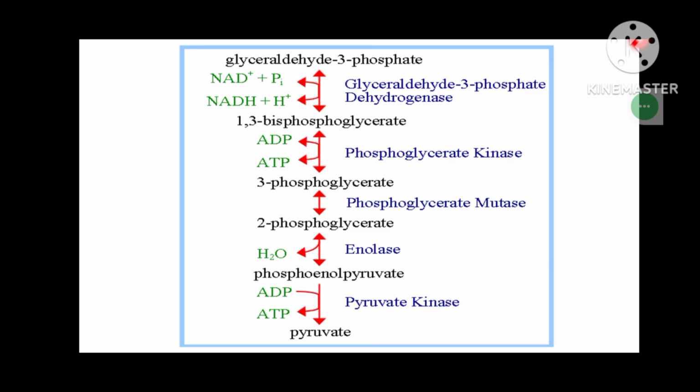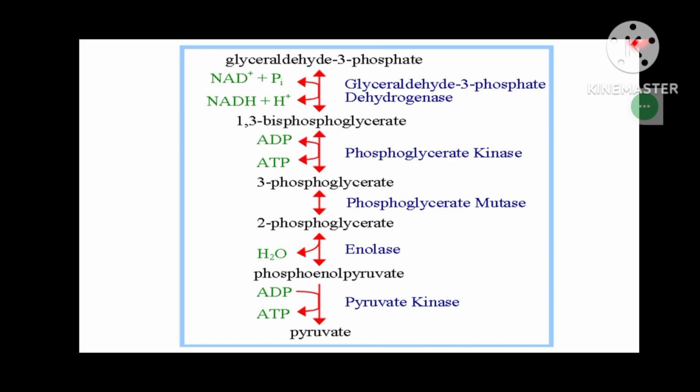1,3-bisphosphoglycerate is converted into 3-phosphoglycerate by the action of the enzyme phosphoglycerate kinase. In this process, ADP is converted into ATP. Then 3-phosphoglycerate is converted into 2-phosphoglycerate by the action of the enzyme phosphoglycerate mutase. Then 2-phosphoglycerate is converted into phosphoenol pyruvate by removal of water and action of the enzyme enolase.